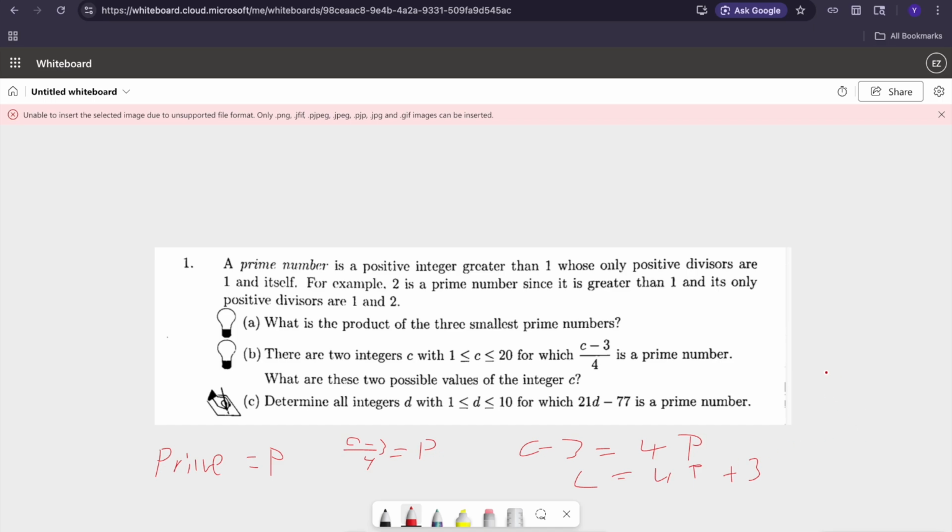We first substitute 2, so we get 11 for c, and we substitute 3 for p. 4 times 3, 12, 12 plus 3, 15, still smaller than 20, and we try 5. We see 4 times 5 equals 20, 20 plus 3, 23, 23 is bigger than 20. So our solution here is 11 and 15.